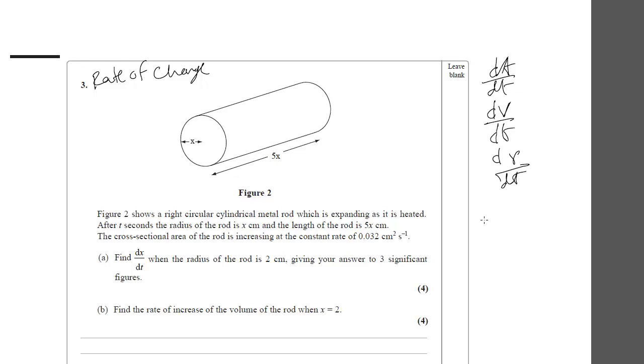So suppose you are asked to find an unknown rate. That means the unknown rate would be equal to the known rate times some sort of a derivative. So now some sort of a derivative means derivative of a formula. In order to do this sum, you need an idea of area and volume.